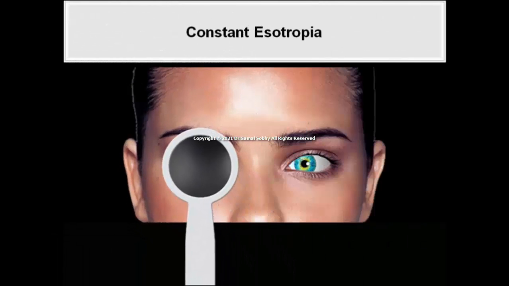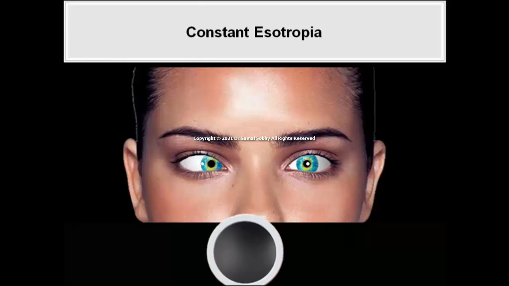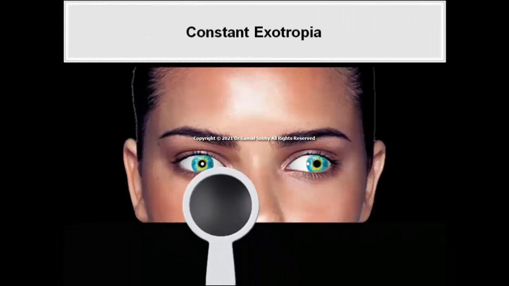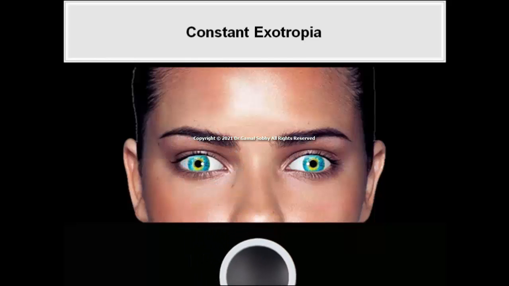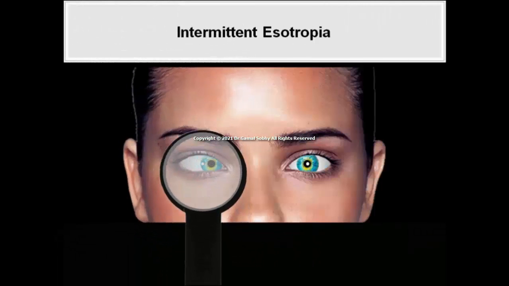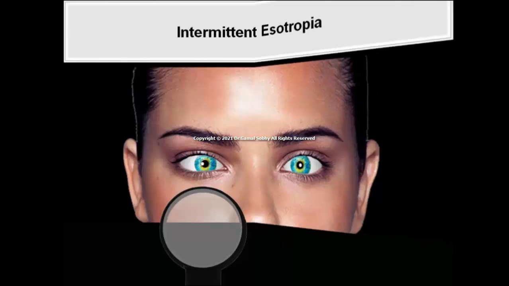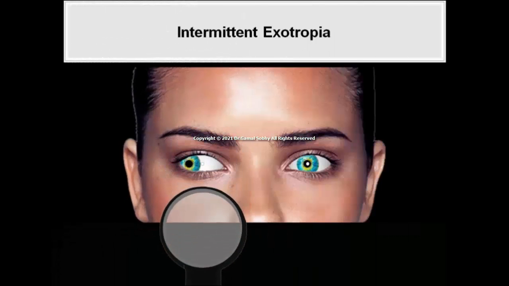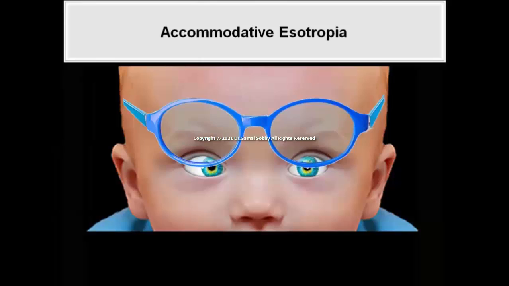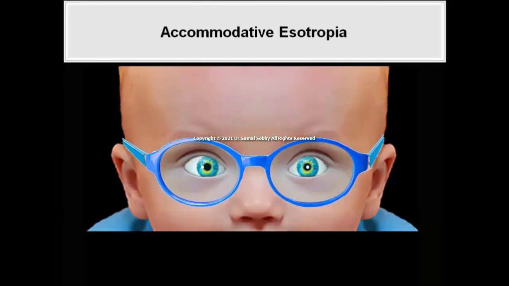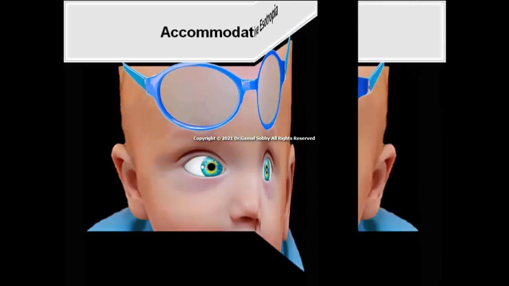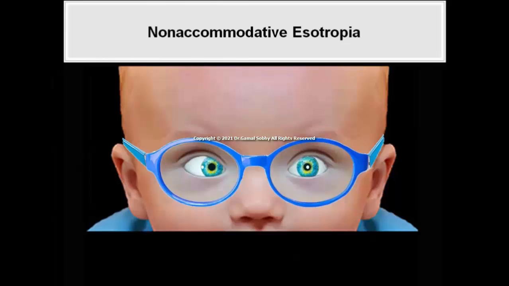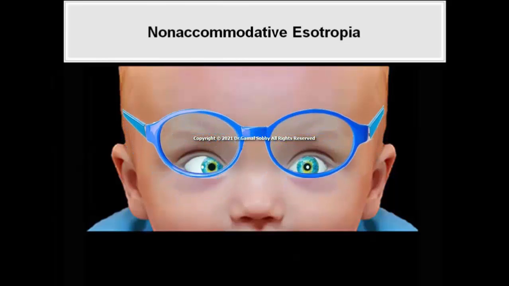Strabismus may occur in two forms. 1. Constant deviation, as in constant esotropia and constant exotropia. 2. Intermittent deviation, as in intermittent esotropia and intermittent exotropia. Esotropia may occur in two forms. 1. Accommodative esotropia. 2. Non-accommodative esotropia.